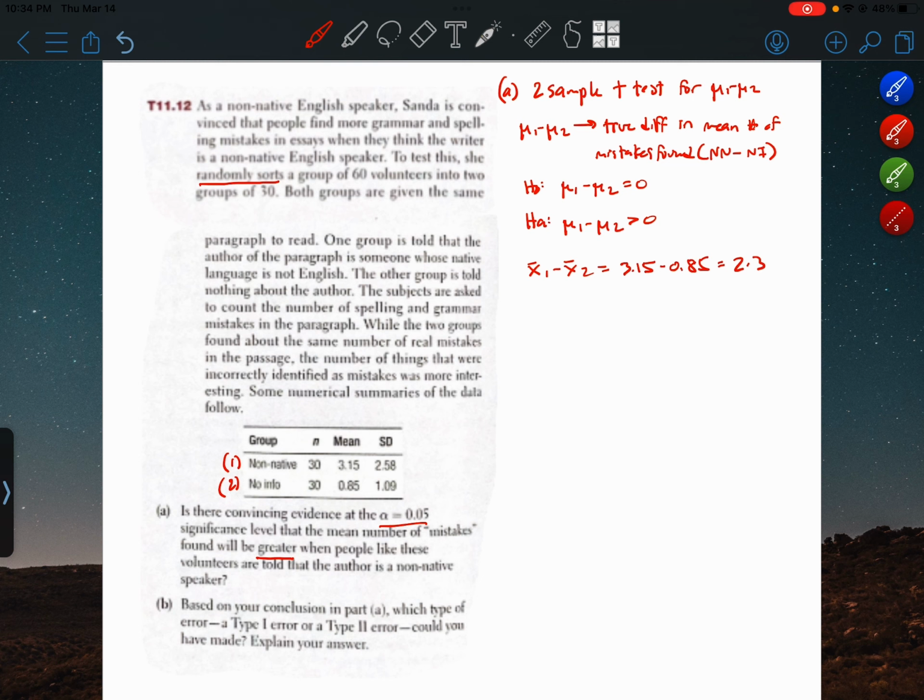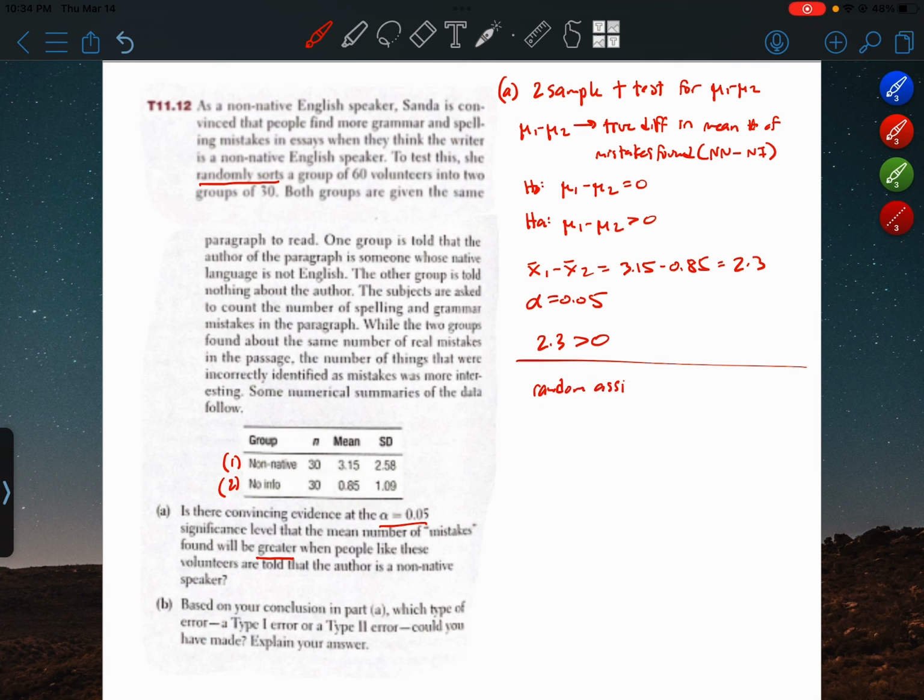What do we have? Procedure, parameter, hypotheses, statistic, significance level. Significance level is 5%. And then evidence for the alternative. Well, the difference in the sample means is technically speaking greater than 0, so we have some evidence already so far. 2.3 is greater than 0. Next we're going to check the conditions. Remember, we don't have random sampling, but we did have random sorting, which is equivalent to random assignment. This was an experiment.